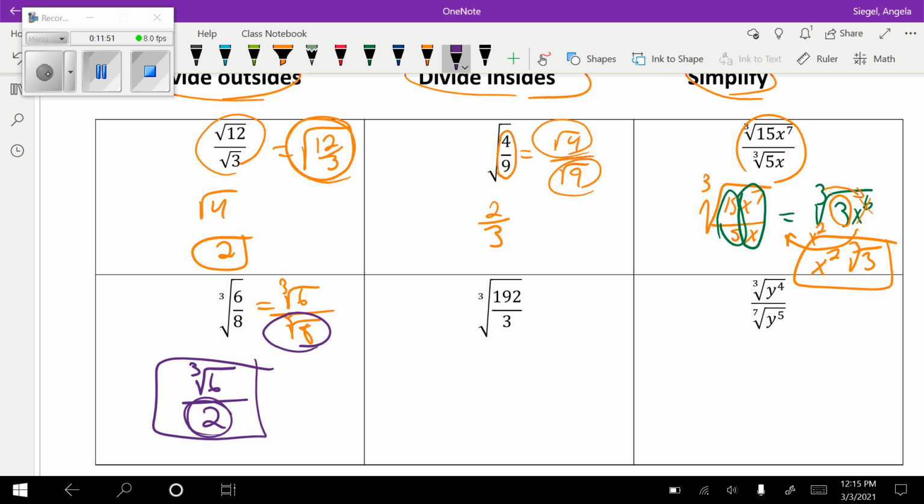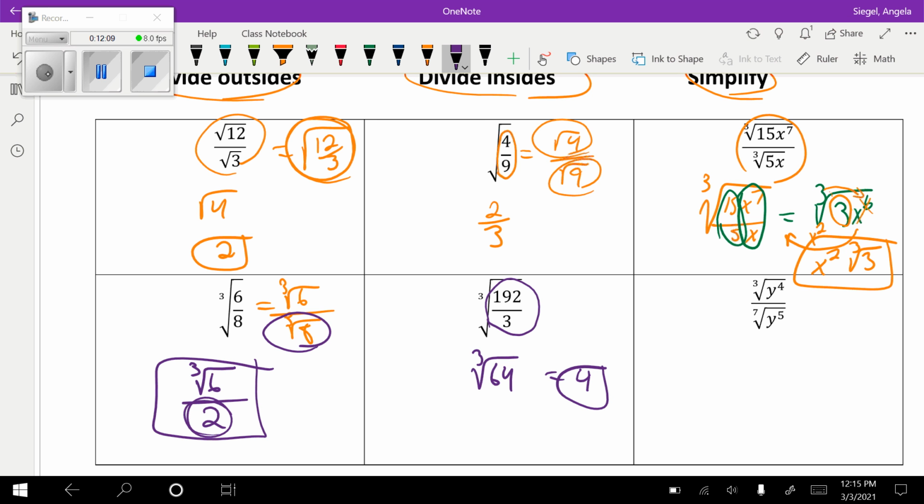So let's do this one. Let's think about 192 divided by 3. So I'm just checking to see if that is helpful or not. And it is actually. So 192 divided by 3 is 64, and the cubed root of 64 is 4.